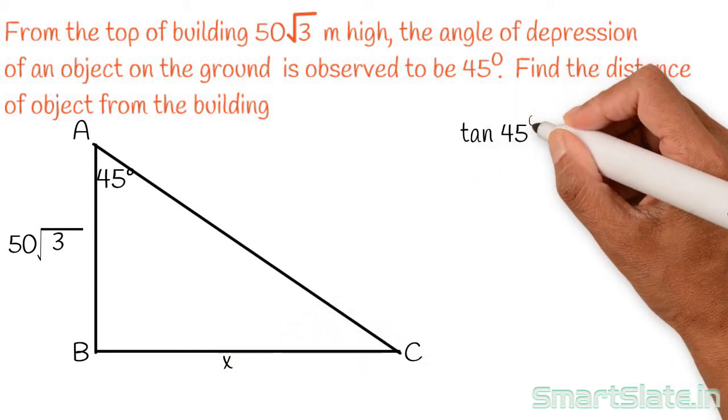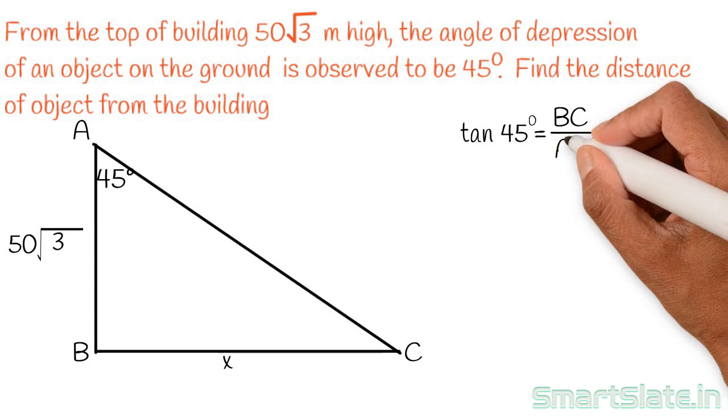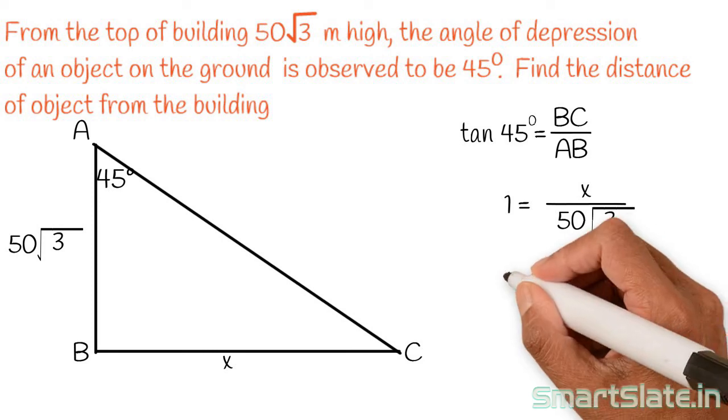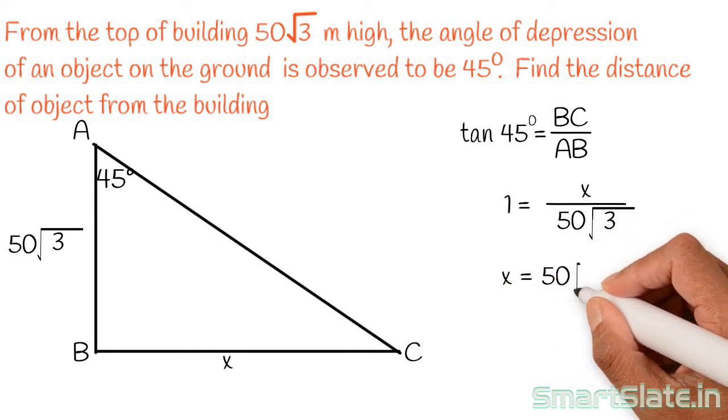Tan 45 degrees is equal to BC by AB. BC is the opposite side and AB is the adjacent side. Substitute the values. Tan 45 degrees is 1. BC is x. And AB is 50 into square root of 3. Hence, x is equal to 50 into square root of 3.